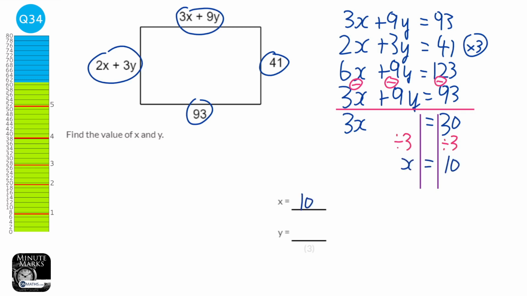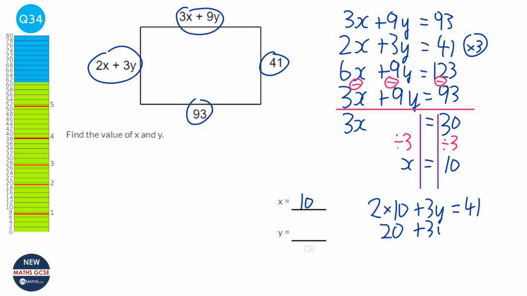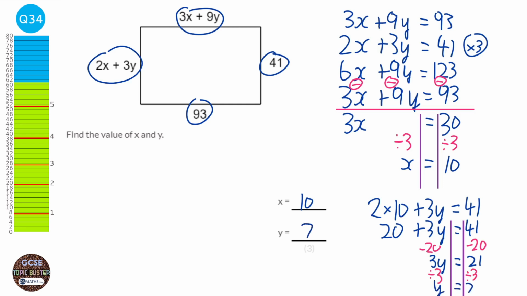So we know what x is, but we need to find out what y is. So what I'm going to do is I'm just going to pick one of the equations. I could pick the 2x plus 3y equals 41 and just substitute the value of x in. So 2 times, instead of x, it's times 10 plus 3y equals 41. So it would be 20 plus 3y equals 41. Get my solving lines in. And we're going to take away 20 both sides. So we've got 3y equals 21. And then we're going to divide by 3 both sides if I don't run out of room. So y equals 7. So we've got x equals 10, y equals 7.